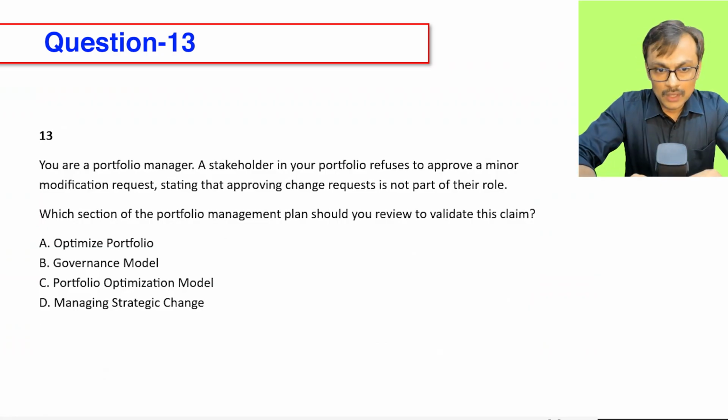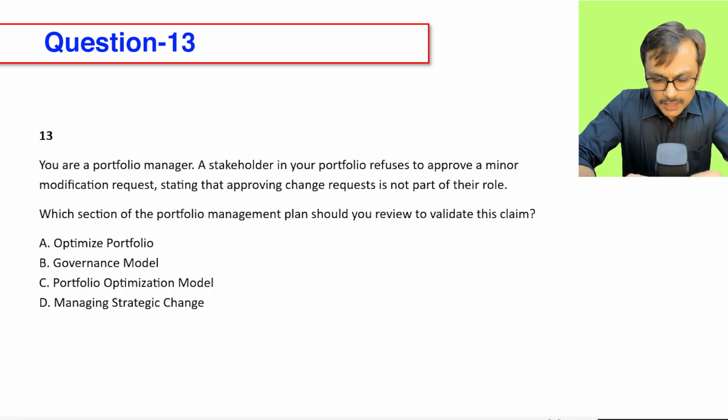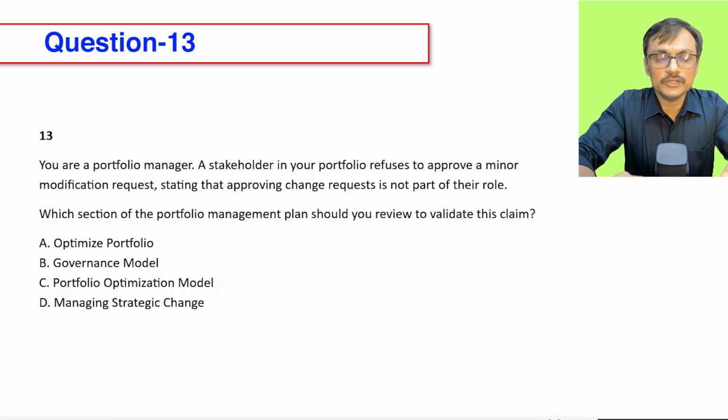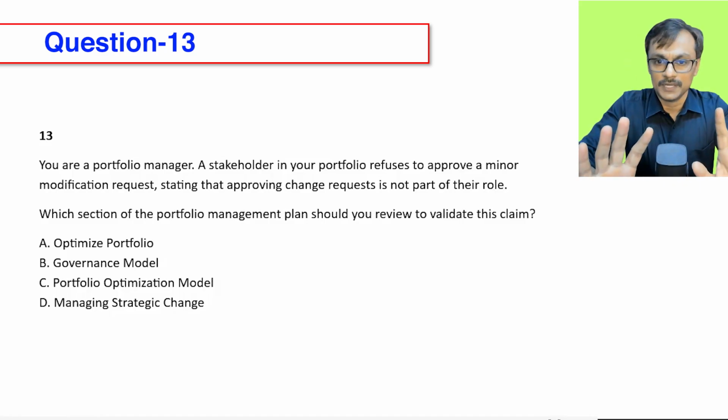Question number 13. You are a portfolio manager. A stakeholder in your portfolio refuses to approve a minor modification request, stating that approving change requests is not part of their role. Which section of the portfolio management plan should you review to validate the claim? So one thing is clear. This question is clearly saying that you need to look for something which is there in your portfolio management plan.